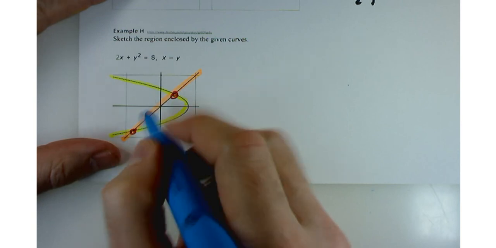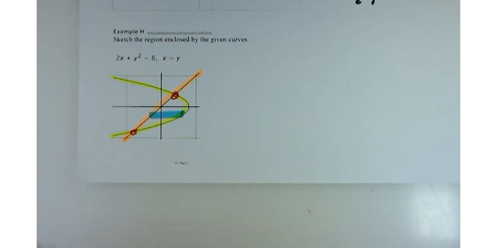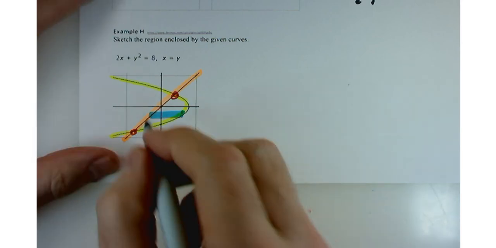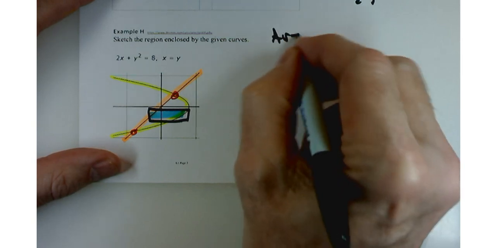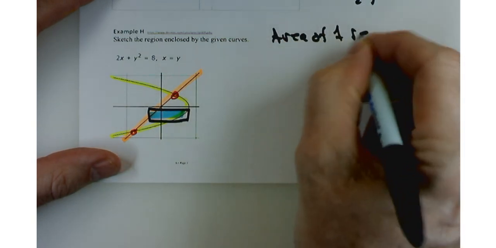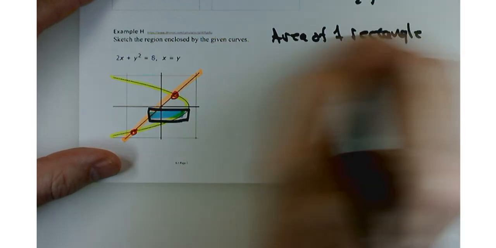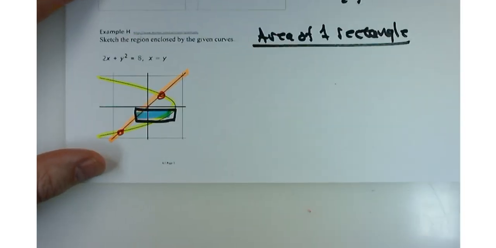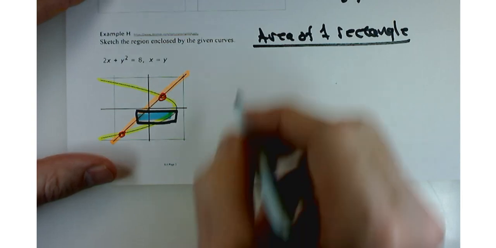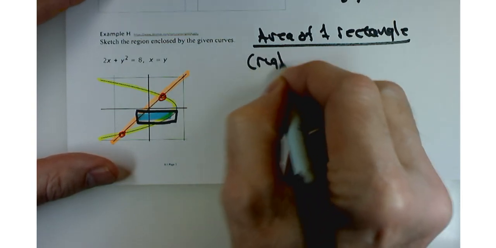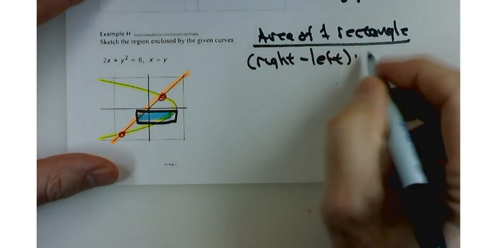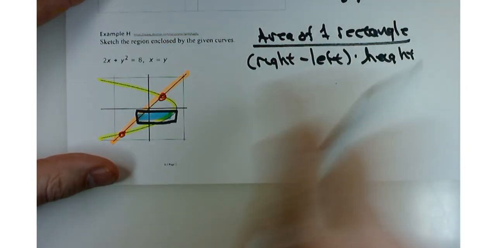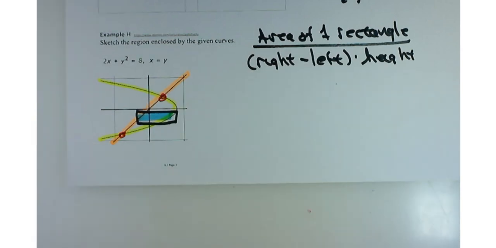So let's take that dy slice here. And I want your help in this one. I want to find the area of one rectangle. And that area is going to be the right minus the left times the height. So it's the width times the height. What expressions can I fill in for some of this stuff?